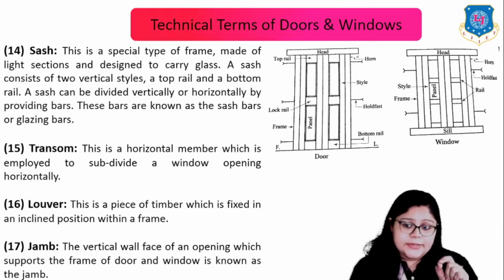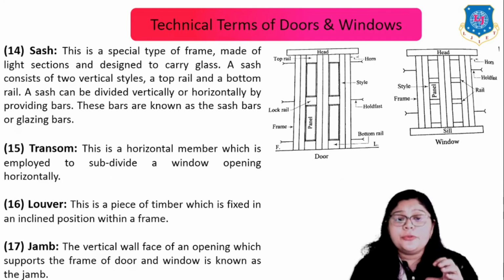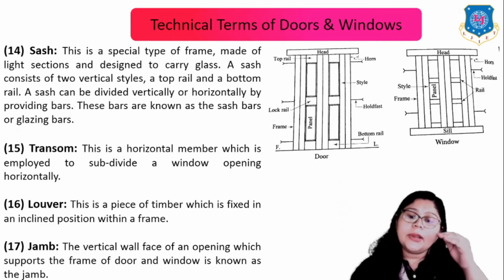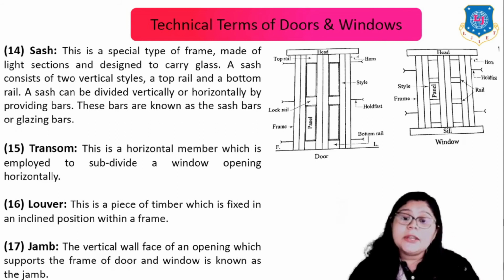Next is the sash. This is a special type of frame made of light sections and designed to carry glass. A sash consists of two vertical stiles, a top rail and a bottom rail. A sash can be divided vertically as well as horizontally by providing bars. These bars are known as sash bars or glazing bars, right? Next is the transom. This is a horizontal member which is employed to subdivide a window opening horizontally, right? Next is the louver. This is a piece of timber which is fixed in an inclined position within a frame.